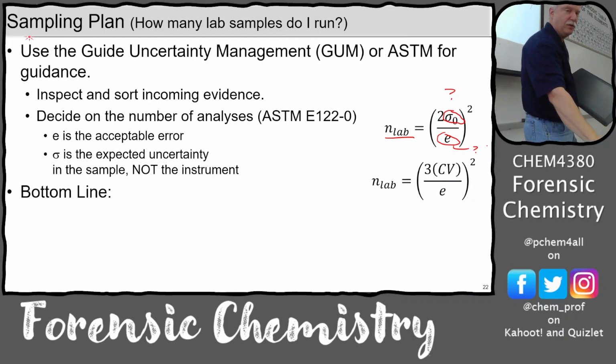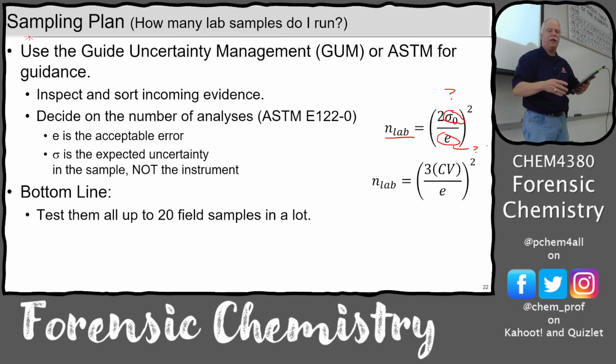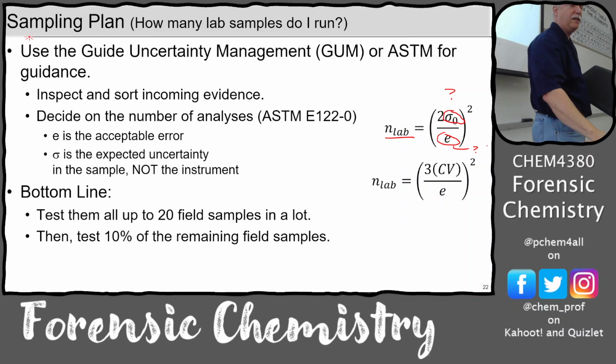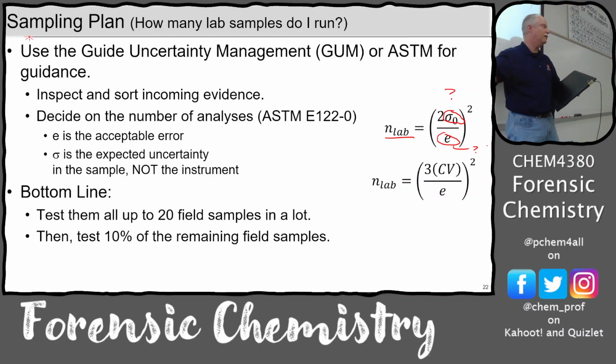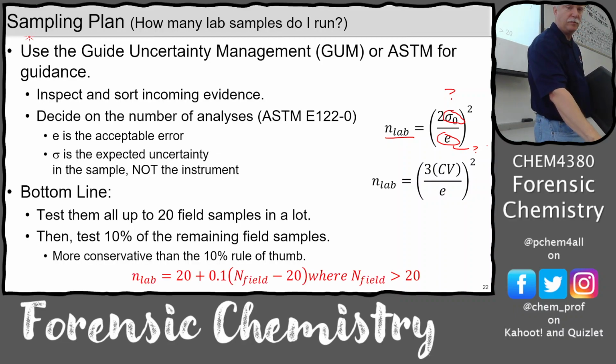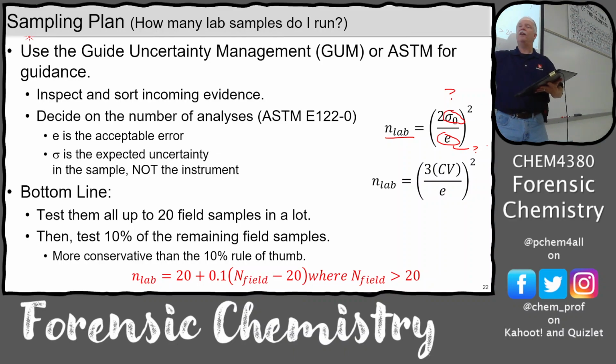And so I end up using this rule of thumb. If you have less than 20 samples, you test all of them, because with auto samplers and so on, running 20 runs is not a problem. But if you get over 20, then test 10% of the remaining ones. So if we had 100 samples, we would test, say, the first 20 and then 10% of whatever's left.